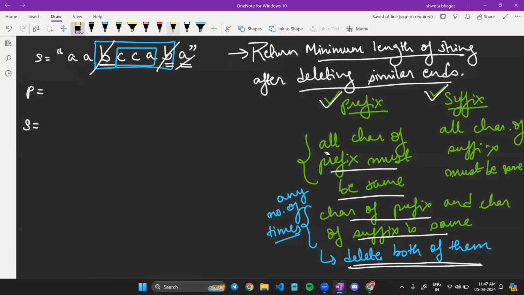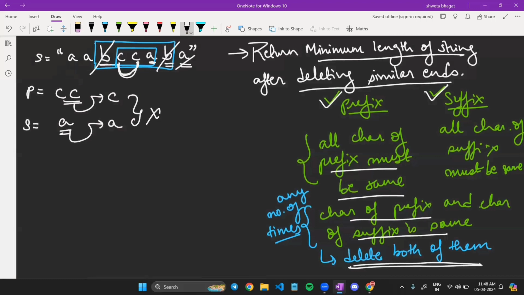Okay. So now what is our prefix? Our prefix would be CC. Why? Because all the characters are same, right? For the prefix. And what would be our suffix? It would be only A. Now what is the character of our prefix? It's C. What is the character of our suffix? It's A. So are these two same? These two are not same.